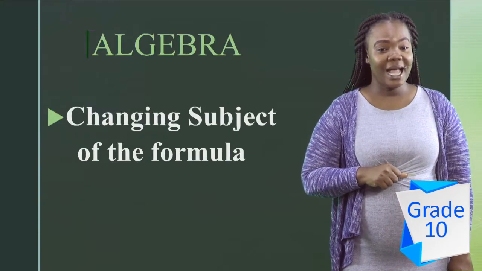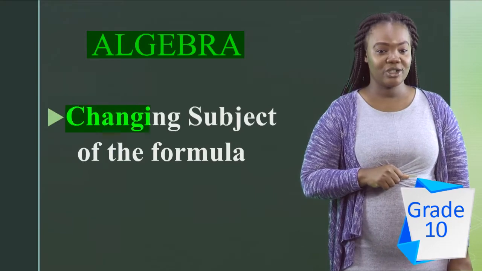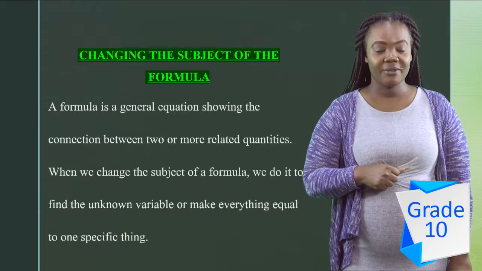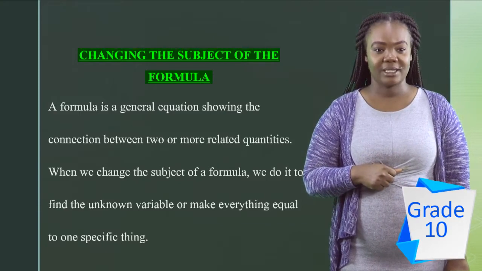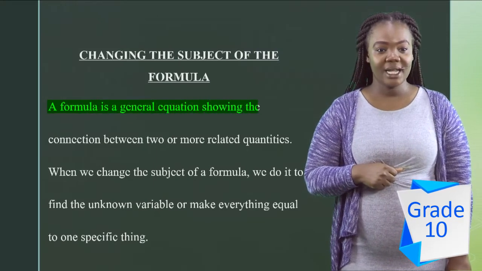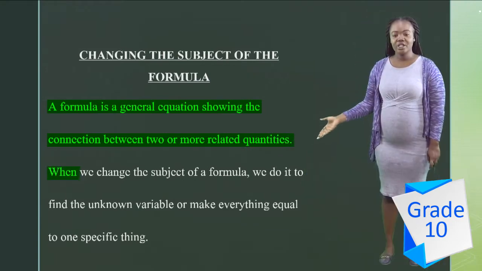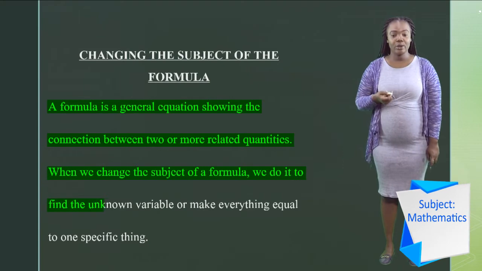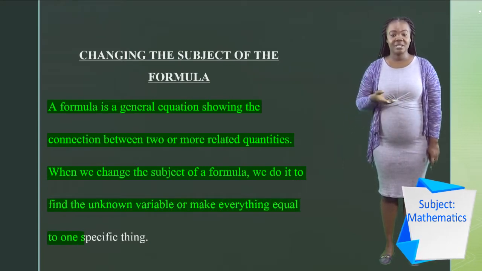We will be looking at algebra, and under that, we're going to be looking at how you can change the subject of the formula. In order to change the subject of the formula, first we must know what is a formula and what do they mean by subject. A formula is a general equation showing the connection between two or more related quantities. Now, when we change the subject of the formula, we find the unknown variable, or we make everything equal to a specific thing.